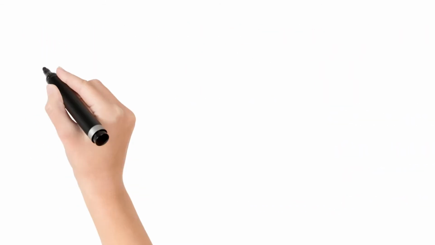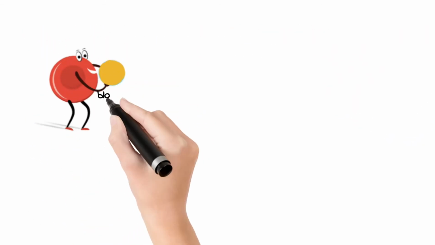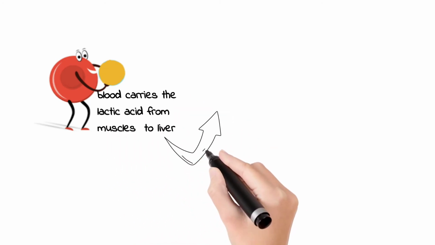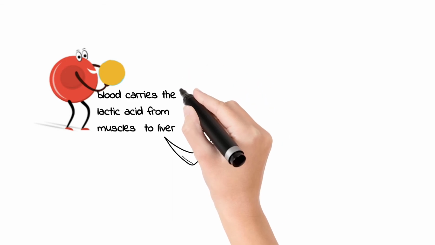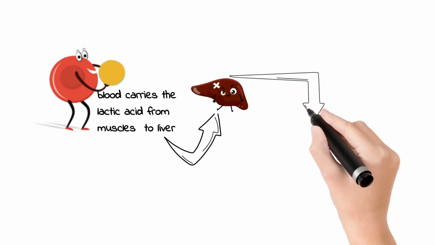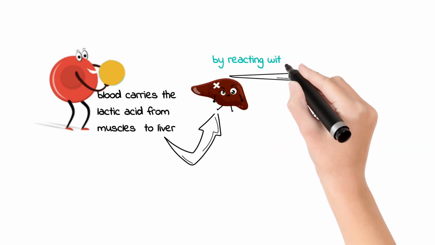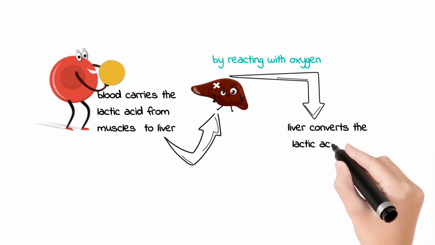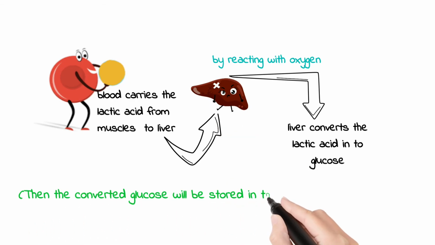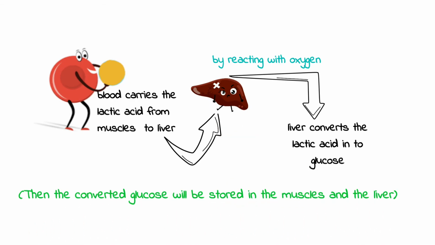How to get rid of oxygen debt? To get rid of the oxygen debt, blood carries the lactic acid from the muscles to the liver. The liver oxidizes the lactic acid and converts it into glucose. Later, this glucose will be stored in the muscles and the liver as glycogen. So this is how the oxygen debt will be rectified.